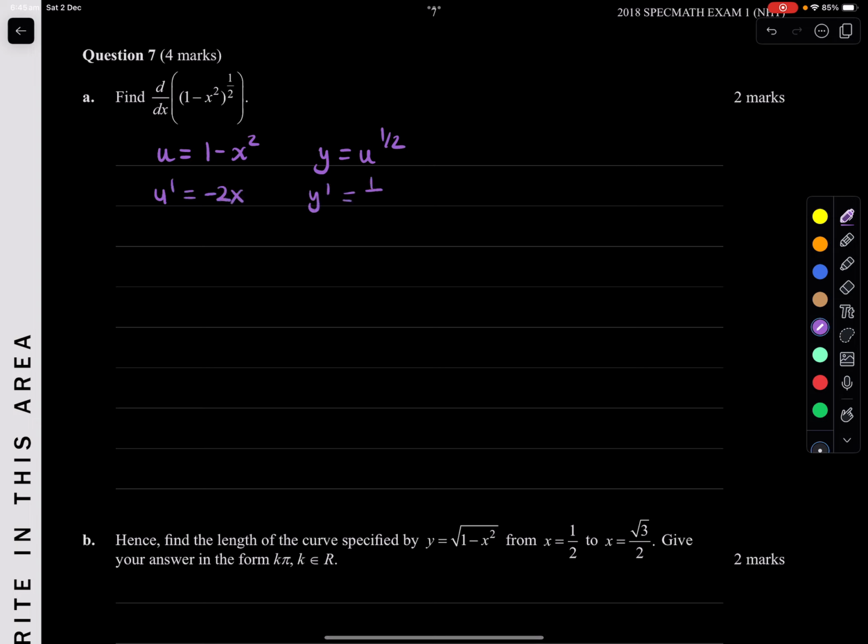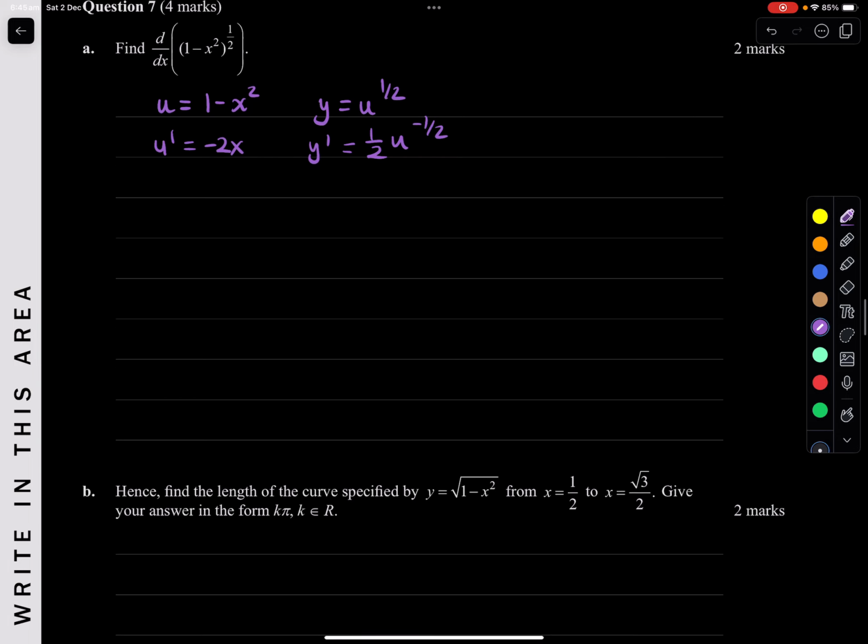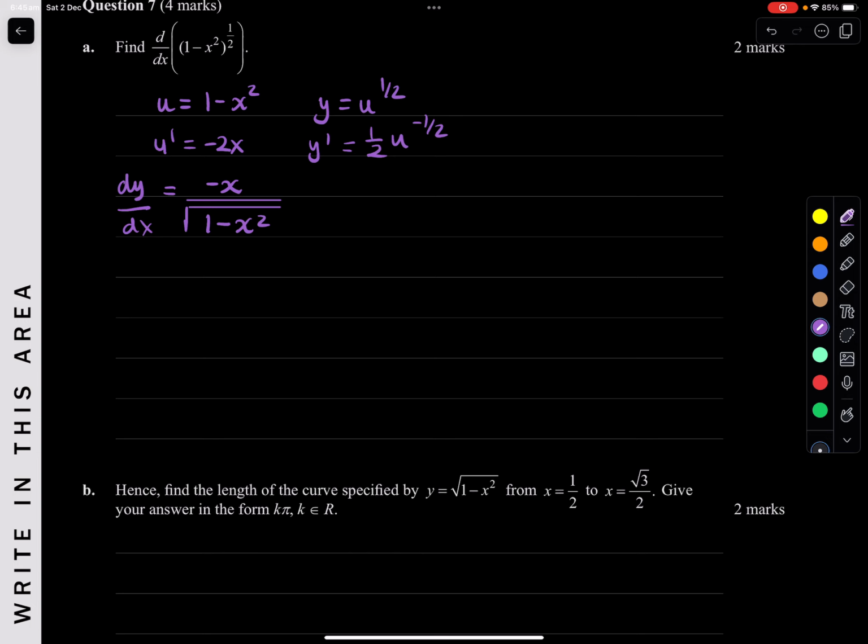Y dash is half u to the minus half. And then multiply u dash times y dash, which gives us, my apologies, if I multiply that, it's going to be actually -x over the square root of u. That's your dy/dx in this case. Where u is what? Replacing u, it's the square root, and u we said was 1 minus x squared. So that whole expression is equal to -x over the square root of 1 minus x squared. Nice. We've just used the chain rule here.